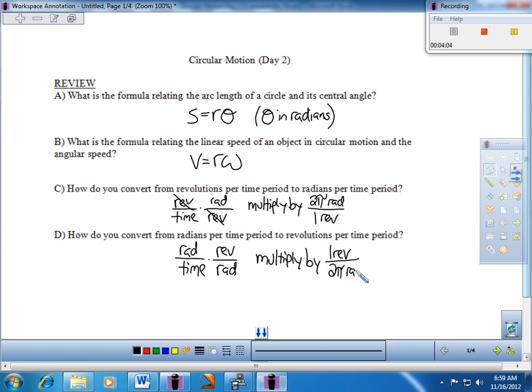Now here's the one where you have to be slightly careful. Please, on your paper, make sure you emphasize that piece. You do need parentheses around that 2 pi radians in order for the calculator to give you the proper answer. So 1 revolution over the whole 2 pi radians there. And that's pretty much it. Those are the 4 things that you will be developing for every single problem you do in circular motion.